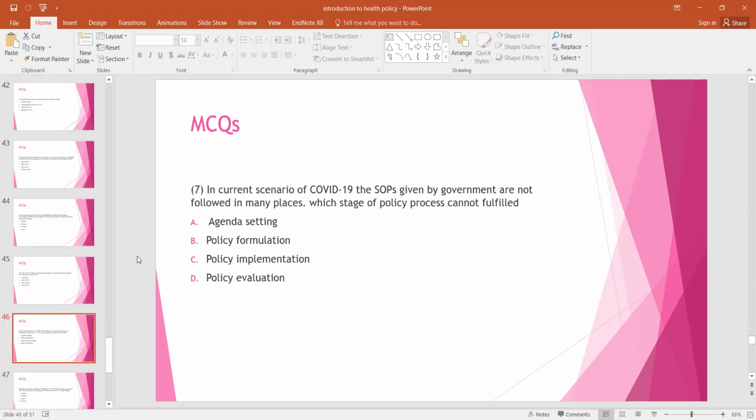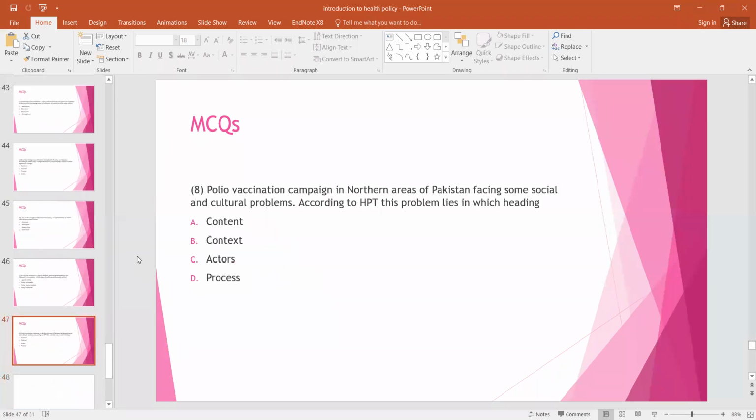In the current scenario of COVID-19, the SOPs given by the government are not followed in many places. Which stage of the policy process cannot be fulfilled? Implementation. Policy implementation. C, implementation. C is the right answer.